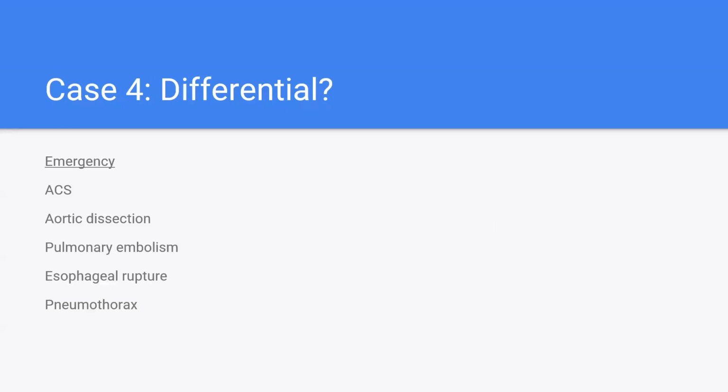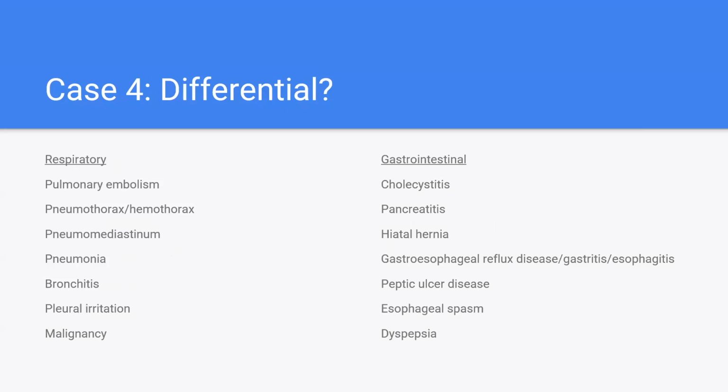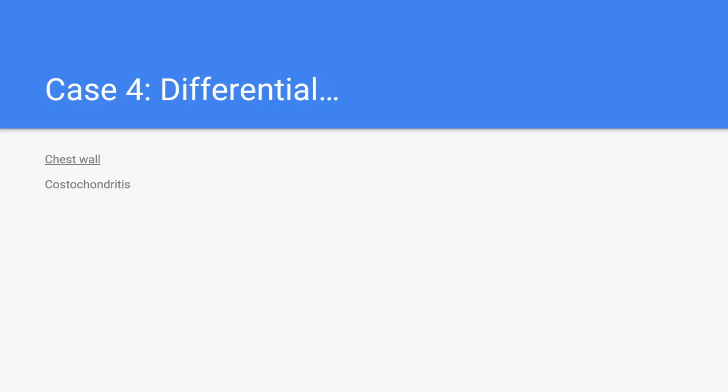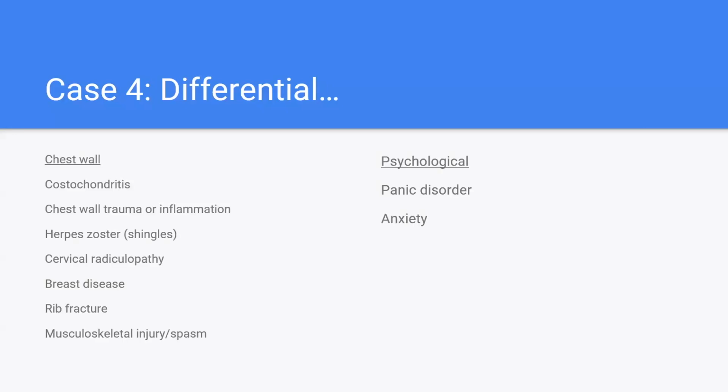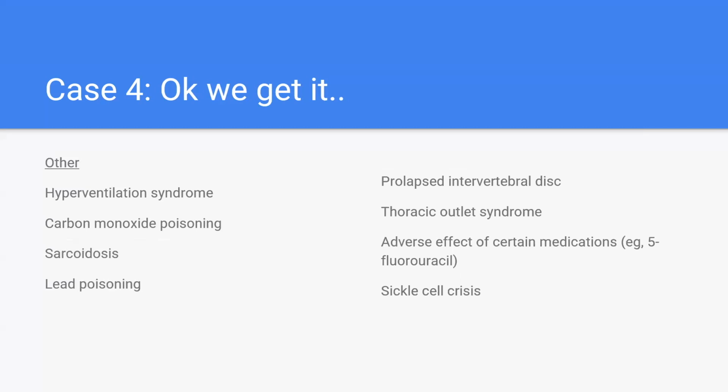I'll say these last couple slides are listing the differential. I don't have time to go into all of those, obviously, but thinking about the heart, outside of ACS: pericarditis, pericardial effusion, angina. Respiratory causes, you've got your PE, pneumothorax, infection. GI causes: cholecystitis, pancreatitis, etc., esophagitis, spasm. More differential: chest wall pain, MSK, shingles. The differential is broad. Of course, psychological: panic, anxiety, substance use, somatic disorder. Even more, some less likely things, just to have it out there.